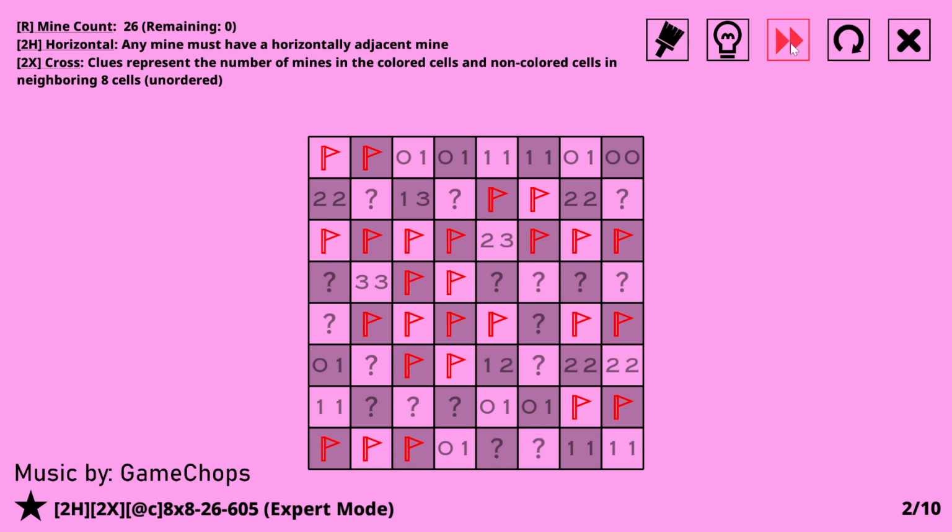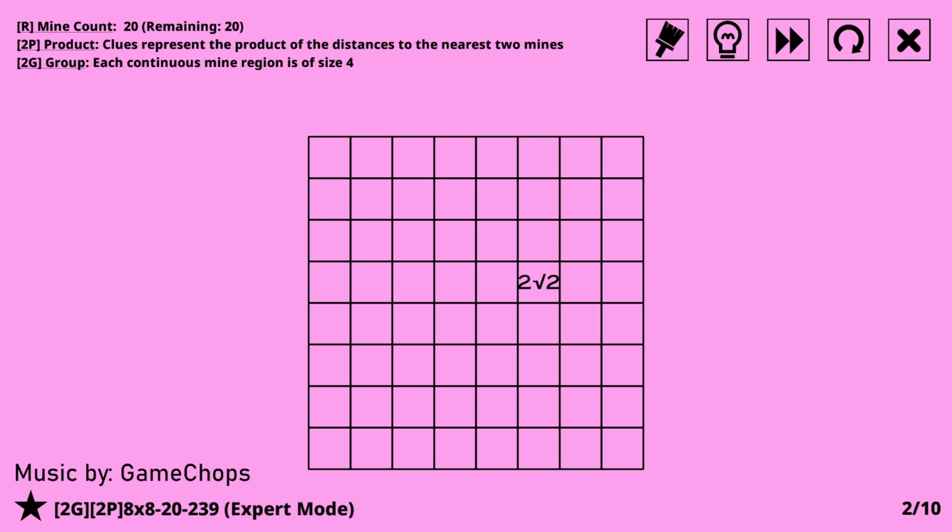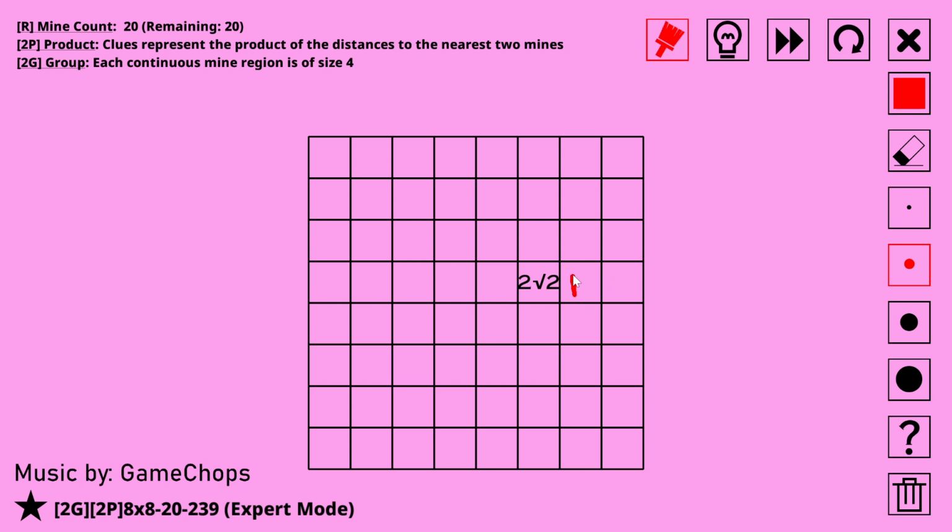Alright, let's keep going. 2G, 2P. Oh yes, G again. I love those. Alright. We start with 2 root 2. What's something about this not being a mine? 2 root 2 is again either 1 root 8 or... Yeah. If this is a mine, then we know it's 1 root 8. We can therefore remove all of those cells from being mines because those are all less than root 8 away. Root 8 is this mine over here.